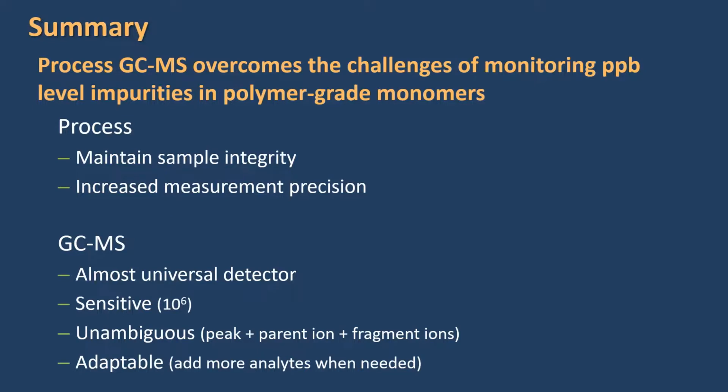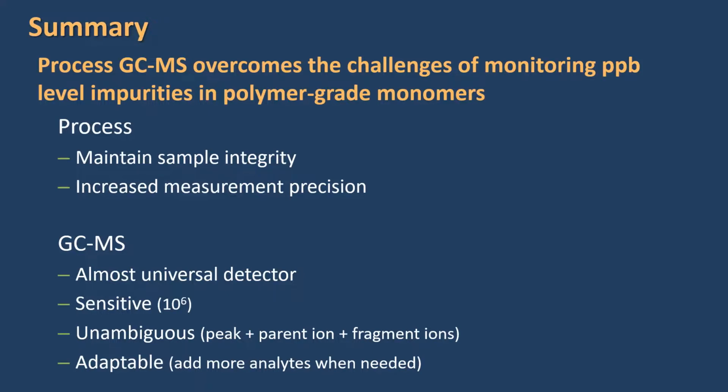So in summary, Process GC overcomes a lot of the challenges of monitoring part per billion level impurities in polymer grade monomers, ethylene and propylene. Because we're prompt online, we're maintaining sample integrity. We don't have to wait for the time lag and possible sample corruption of sending samples back to the laboratory. Increased measurement precision: it's a fully automated system. It does the same thing over and over again. That tightens our precision index.